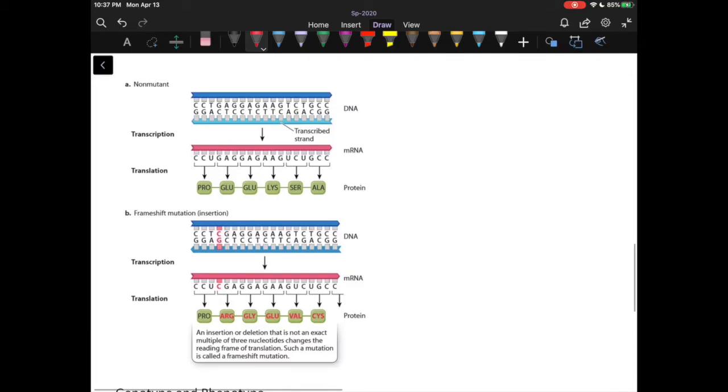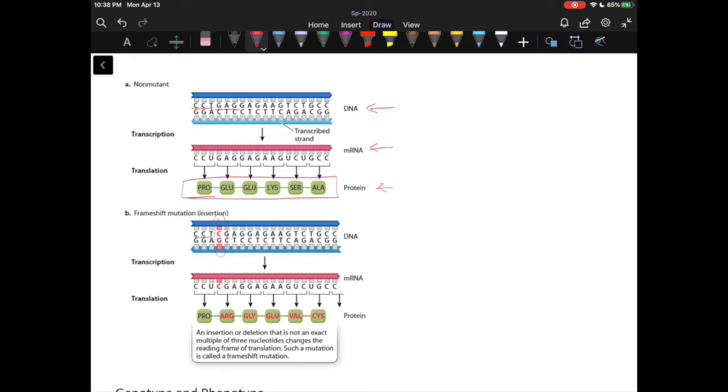So next we're going to talk about an insertion. Right here we have our non-mutant DNA, and it is transcribed into our mRNA and then our protein, and this is our amino acid sequence that we get. All right, so now we're going to have a mutation. We're going to insert the CG base pair right here. So if you look at this non-mutant one here, it's going to go CCT and then GAG.